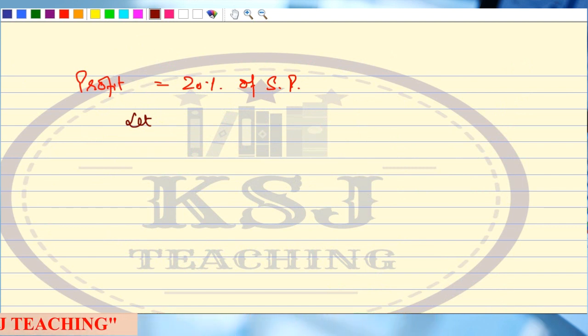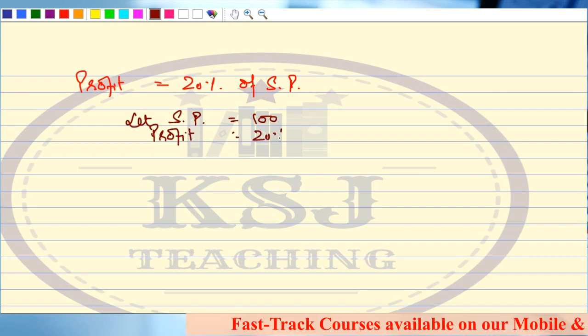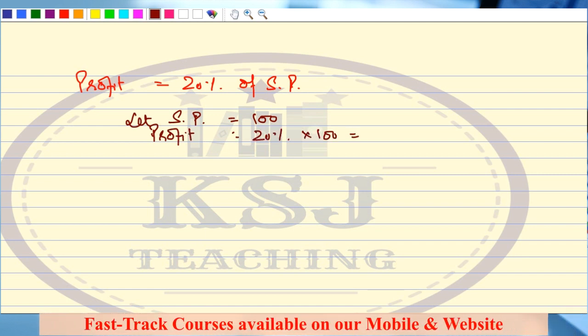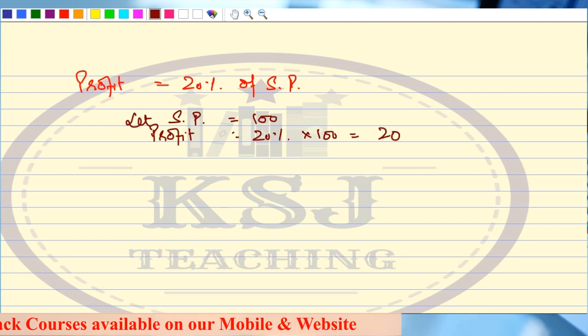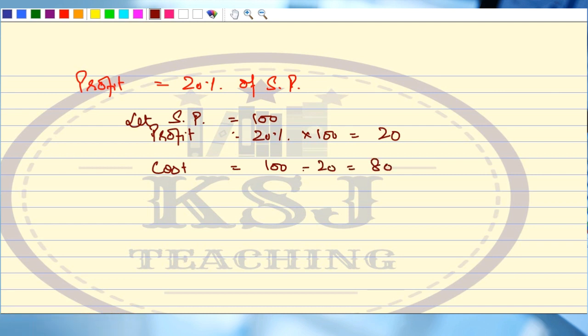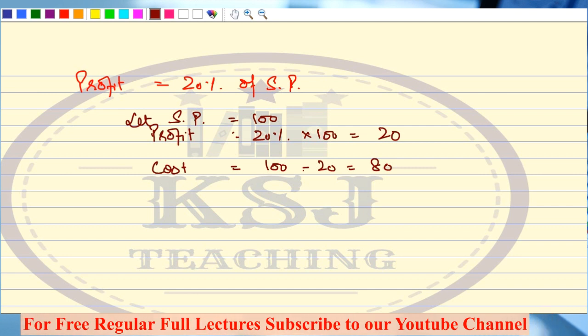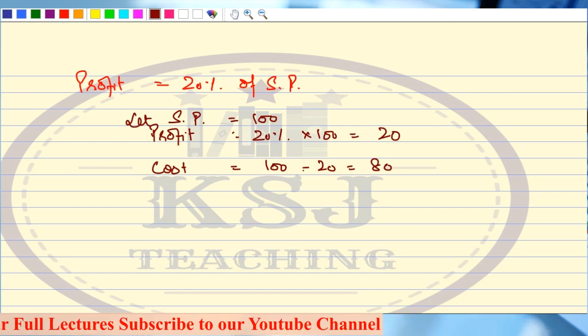We can calculate it. Let selling price be 100 rupees. If the selling price is 100 rupees, my profit will be 20% of 100, that is 20 rupees, right? What will be my cost? 100 minus 20, 80 rupees. Any doubts up till this point? Sir, my selling price is 100. My profit, it says 20% of selling price. That means 20% of 100. 20 rupees is my profit. What is my cost? 80 rupees.